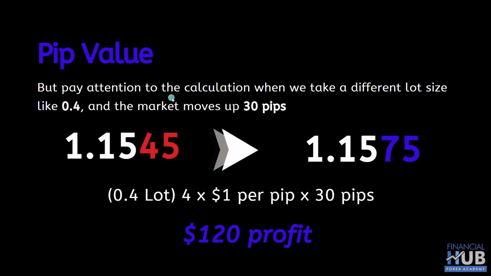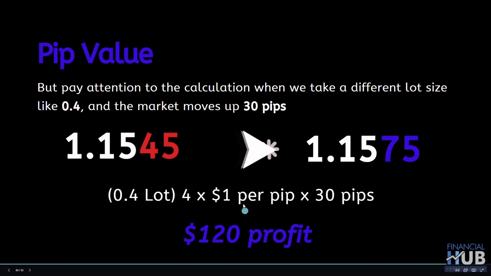But pay attention to the calculation when we take a different lot size of 0.4 and the market moves up 30 pips. Like I just said, same example, 45 to 75, 30 pips. I take a 0.4 lot, which is basically 4, times 1 times 30. So we've taken 4 times 1 times 30, which will give you $120 profit.